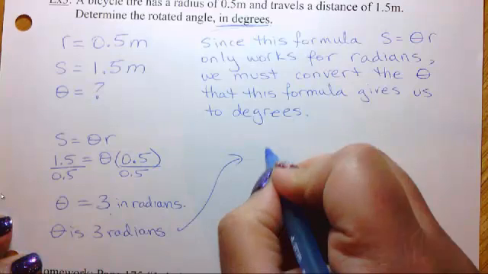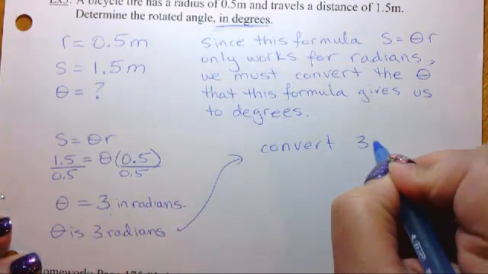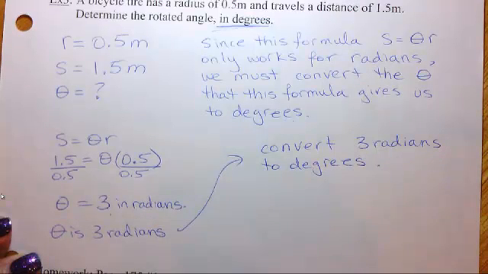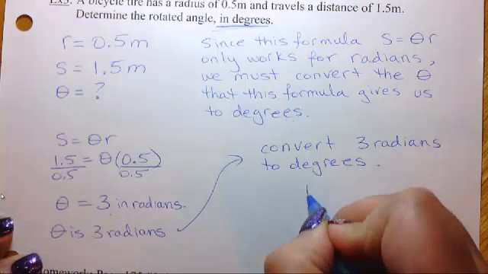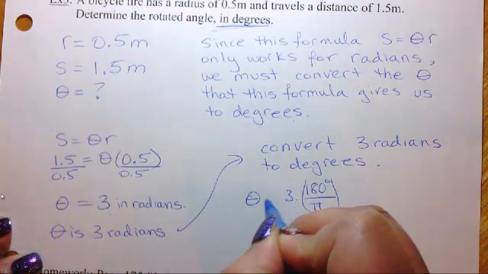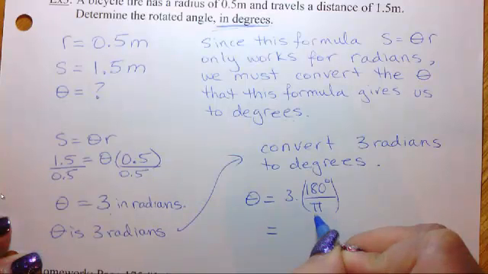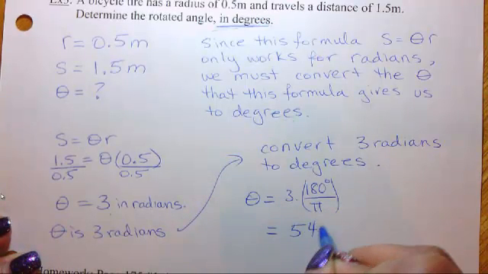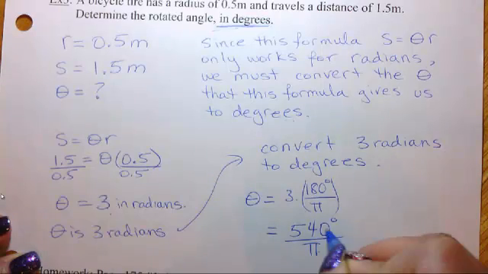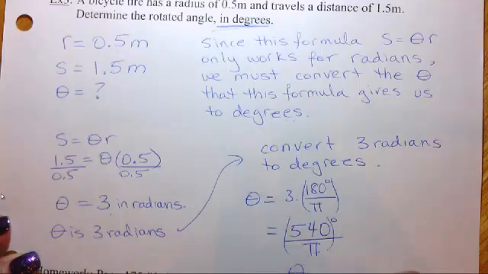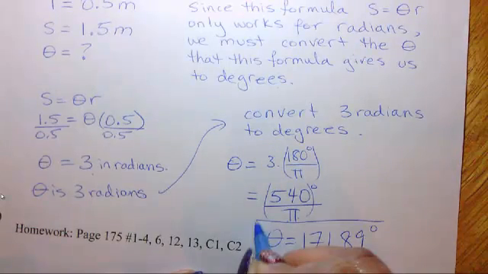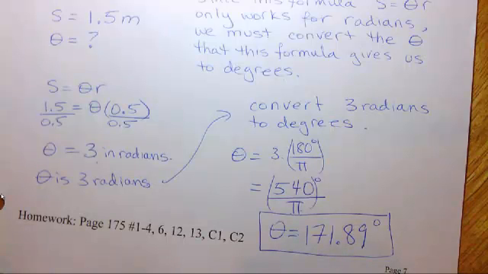So now we need to convert 3 radians to degrees. We're going to use what we did on the previous page. We want degrees, so I'm going to keep degrees on the top, write my ratio, and multiply it by 3. So that's my theta. There's my equation, and solve. So 3 times 180 is 540 over pi degrees, and theta ends up being 171.89 degrees. So this is what my final answer should be.